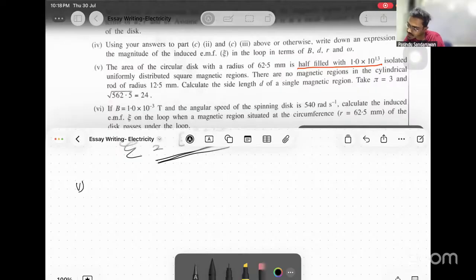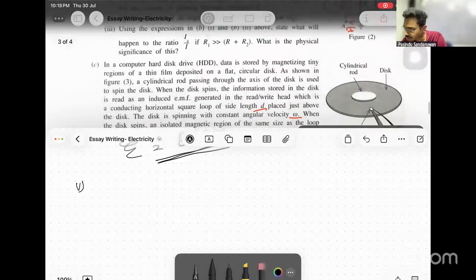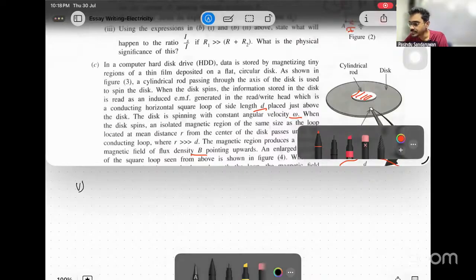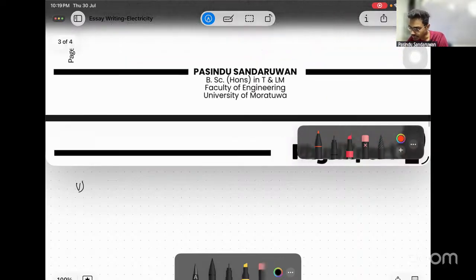There are no magnetic regions in the cylindrical rod of radius 12.5 millimeters. See, this part is a cylindrical rod, so there is no magnetic field here. The magnetic field is only in the remaining disk, only in this darkened volume. The radii are given to us, and there is no magnetic field in the cylindrical rod.